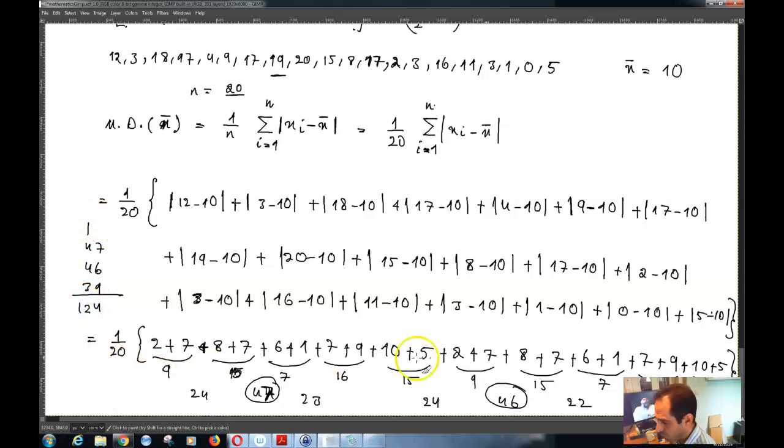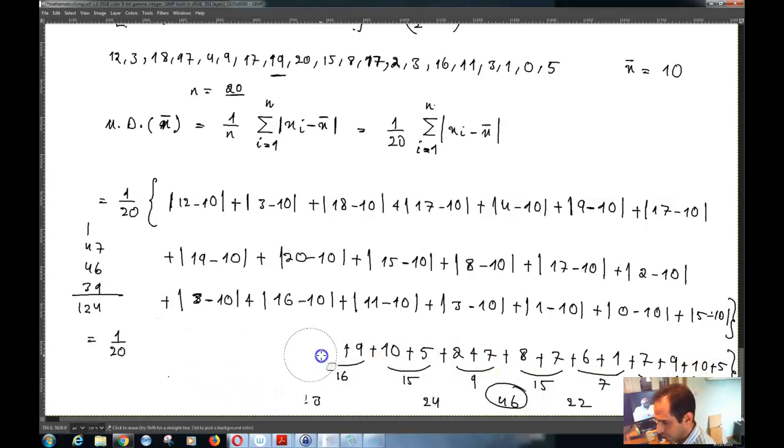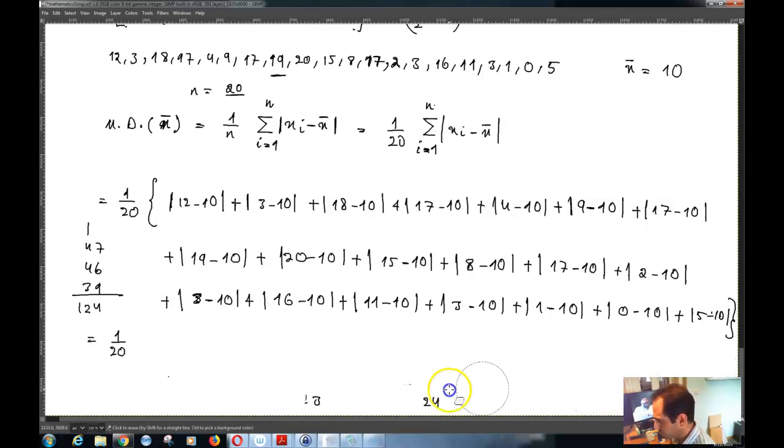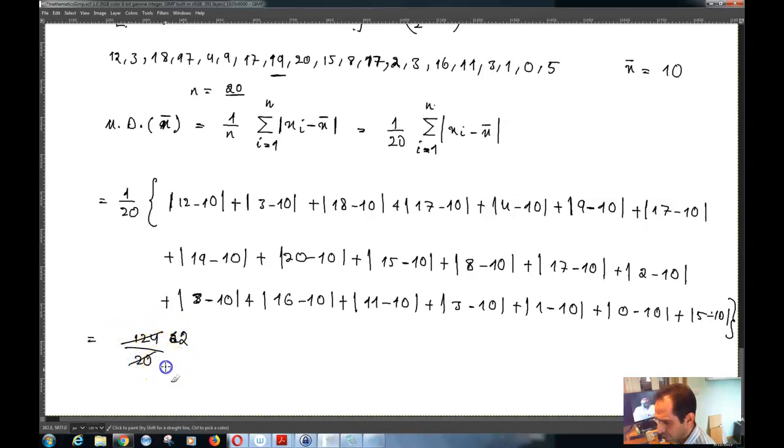124 divided by 20. 124 divided by 20 divided by 2, you get 62. You get 62 by 10. That's 6.2, I suppose. That is 6.2. And the answer is correct.